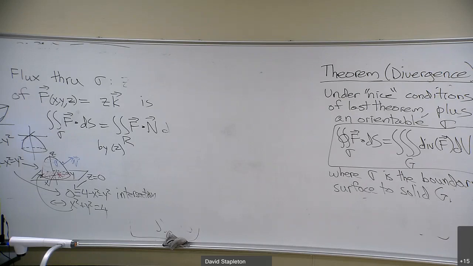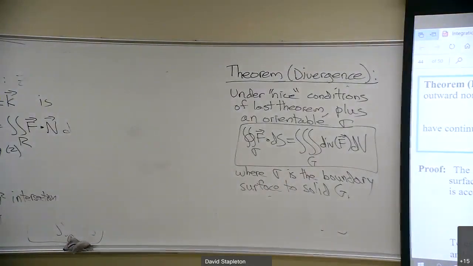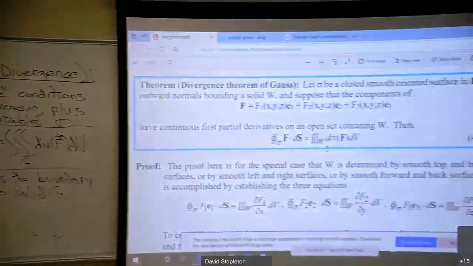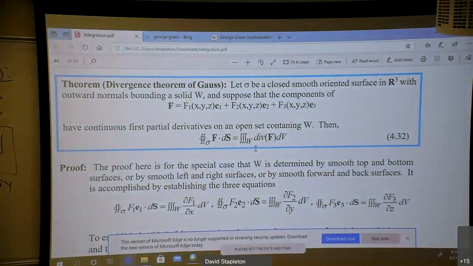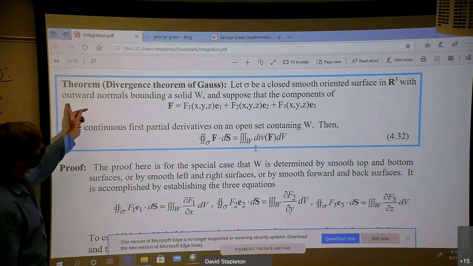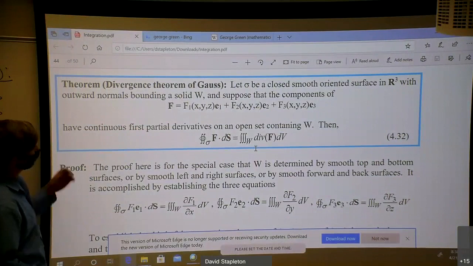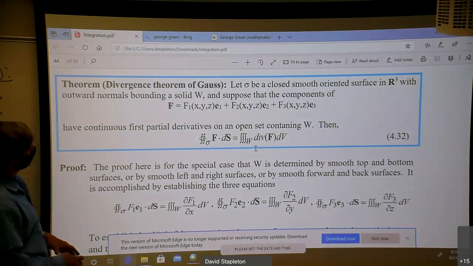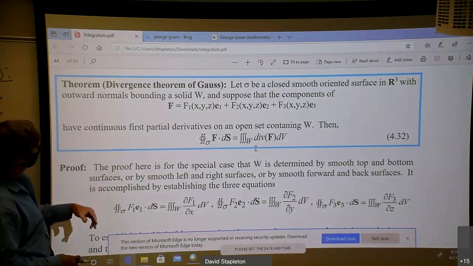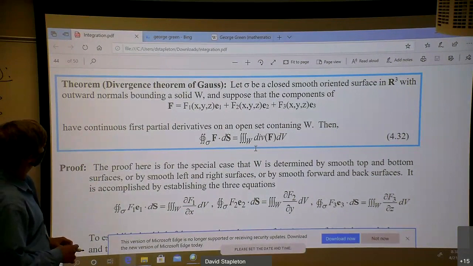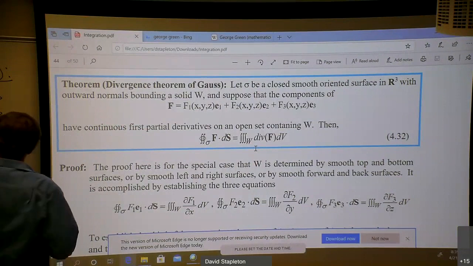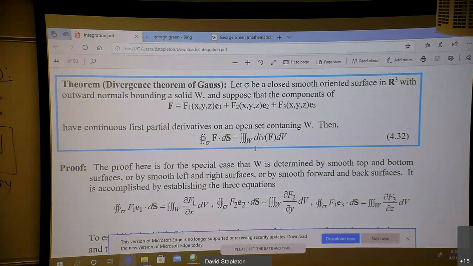So here's the statement of the theorem. Put it all in one place. What we mean by nice and so forth. Let's say maybe a closed, smooth, oriented surface in three-dimensional space. That's what R3 means. It's x, y, z rectangular coordinates. With outward normals, just put that on there. It has to be outward normal. Bounding a solid W. You might write that in the theorem here. And it's outward.